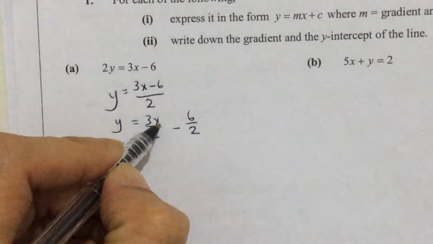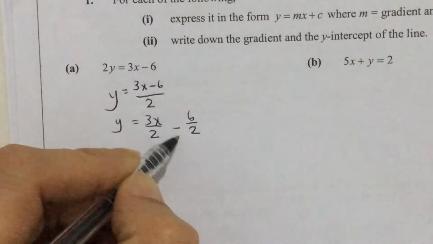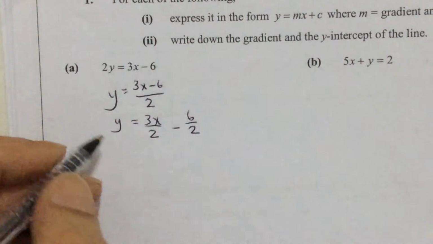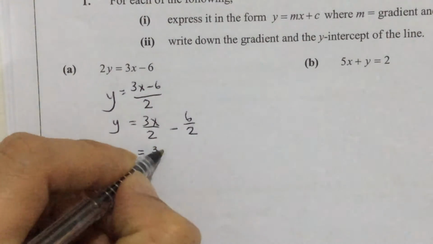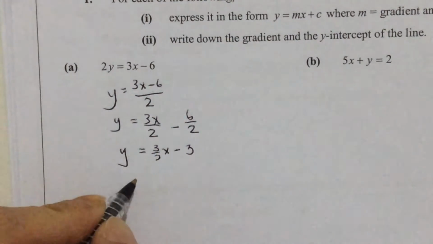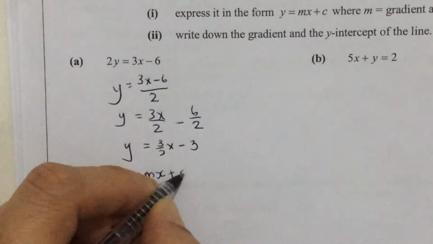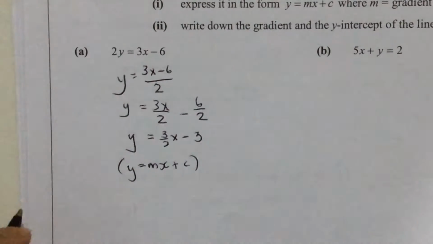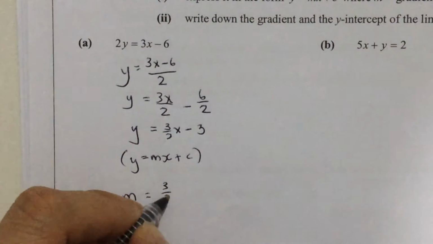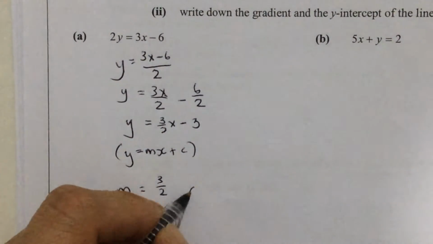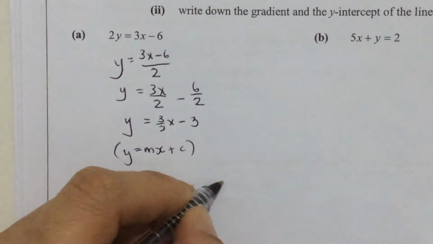So we are splitting the 3x and put it here, 3x, and then after that negative 6, and we have negative 6 here. So both will be divided by 2. So we are going to have 3 over 2x minus 3. So this is of the form y equals to mx plus c. So you can see by comparison here, we have m equals to 3 over 2 and c, comparing c here with negative 3, we will have c equals to negative 3.